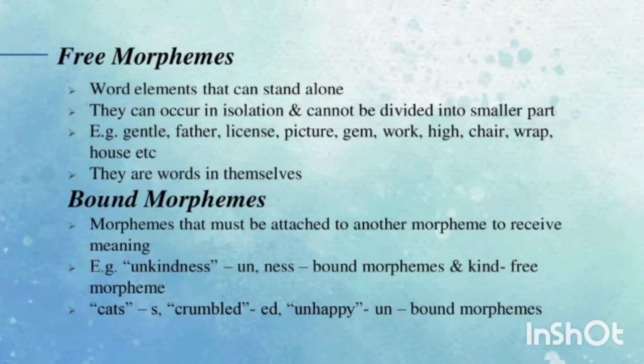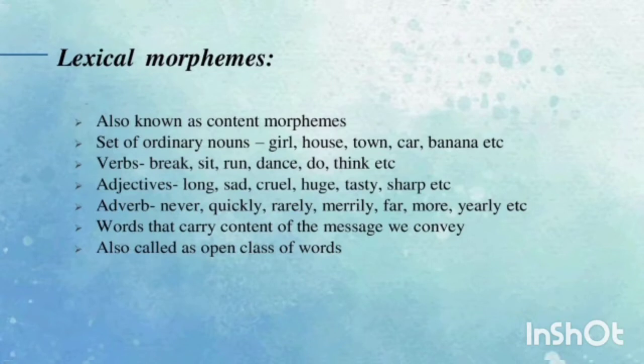And next is bound morphemes, the morphemes that must be attached to another morpheme to receive meaning. For example, in the word unkindness, un- and -ness are bound morphemes, and kind is a free morpheme. Free morphemes can be further divided into lexical morphemes and functional morphemes. Lexical morphemes are the set of ordinary nouns, verbs, adjectives, and adverbs, and they are also called content words because they carry the content of the message we convey.